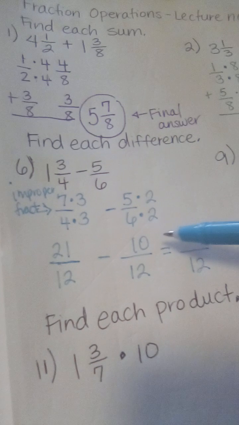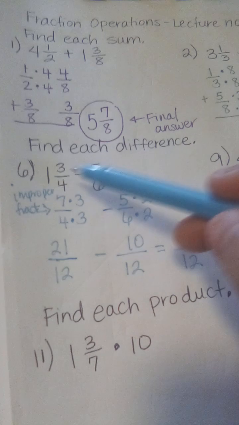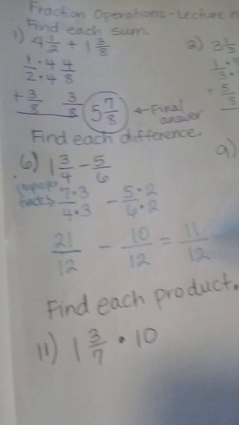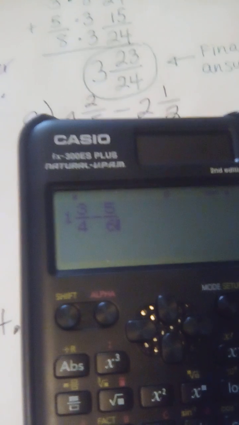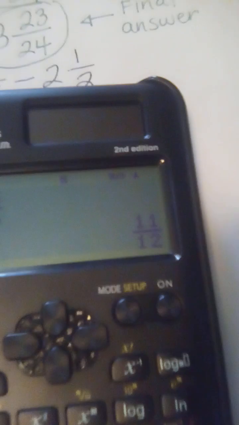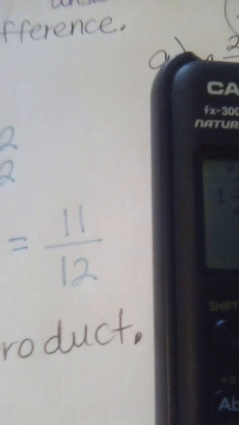And now subtract the numerators. 21 minus 10 gives us 11. Since there's no other number bigger than 1, we leave this alone. So let's check the problem on your calculator to make sure everything's on point. I always tell my students to do the work first before checking the answer. So we have 1 3/4 minus 5/6. 11 twelfths. Does it match? Yes. So we are finished with this problem.